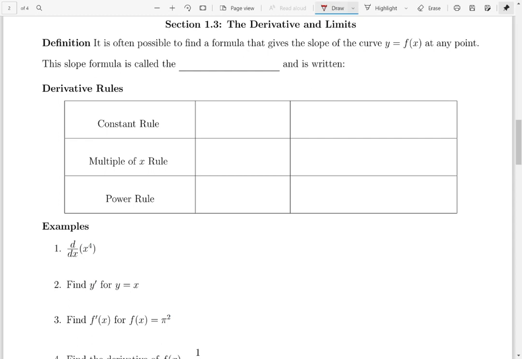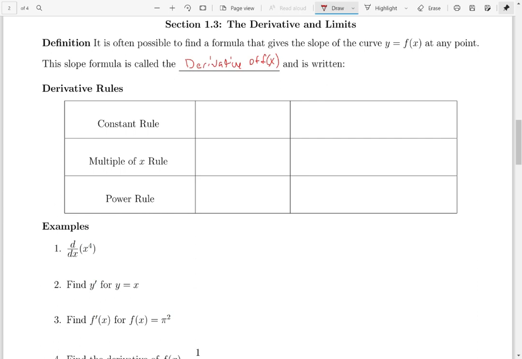Now that we know what the slope of the tangent line is, and we know what a tangent line is, I claim that there's a slightly easier way than always having to draw the picture. If nothing else, we're going to have some formulas, called the derivative, that allow us specifically to find the slope of a function at any point. And so the slope formula is called the derivative of f of x.